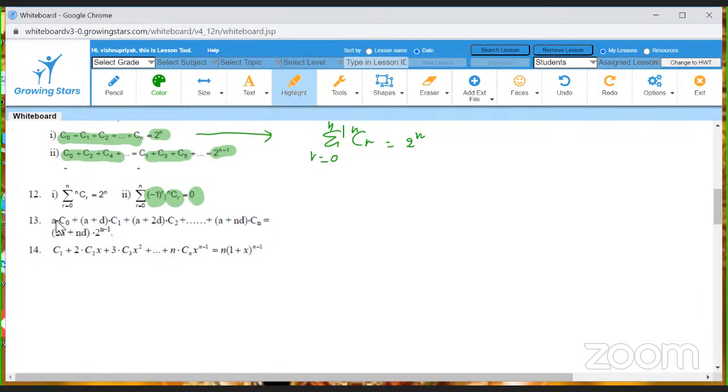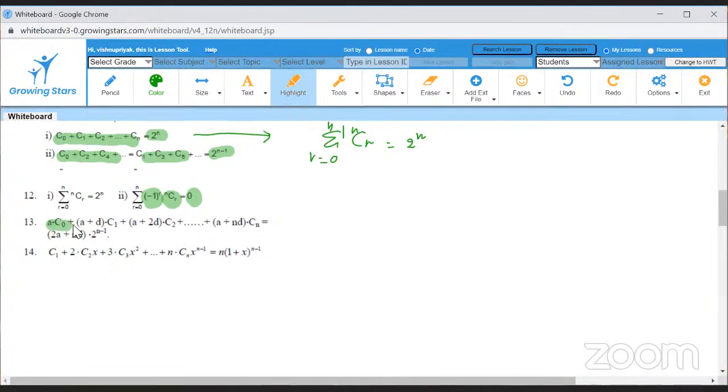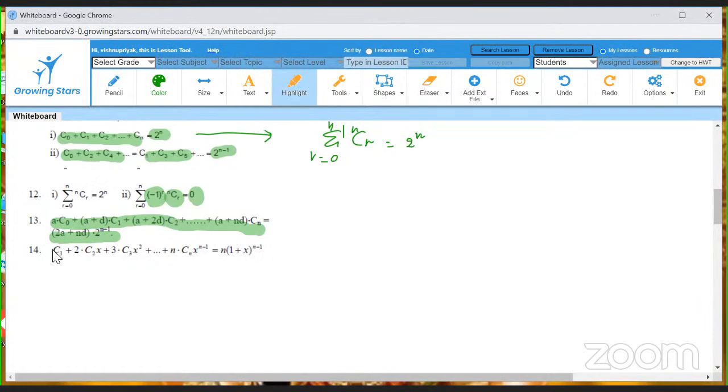Similarly, A into C0 plus (A + D) into C1 plus (A + 2D) into C2 plus ... plus (A + nD) into Cn will be (2A + nD) into 2 to the power n minus 1. All these I said you have to learn by heart.